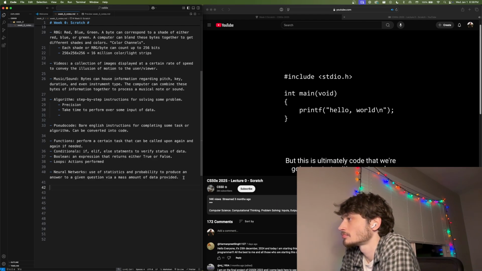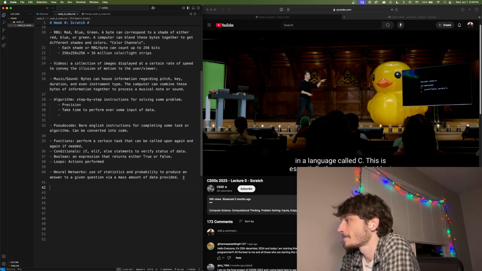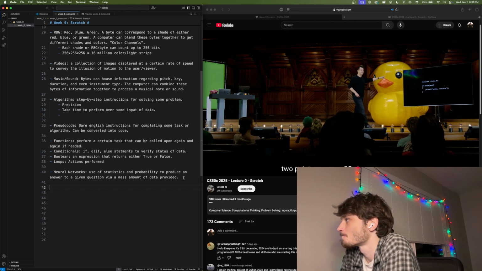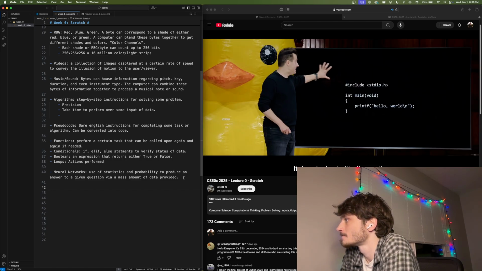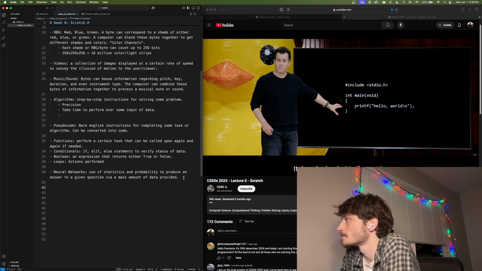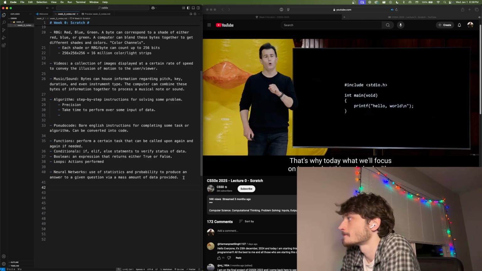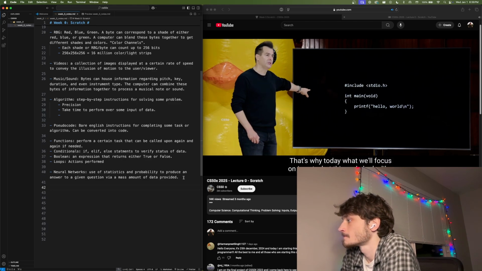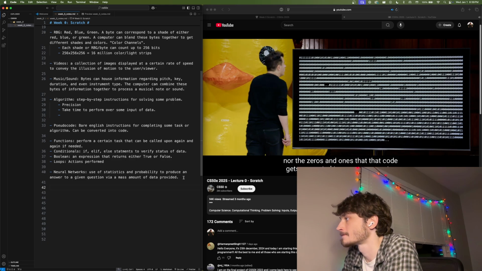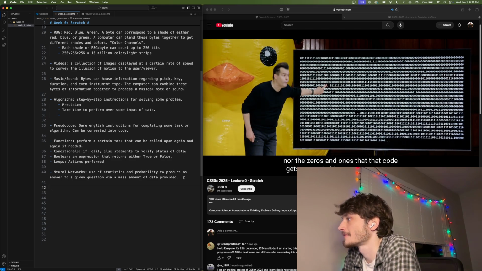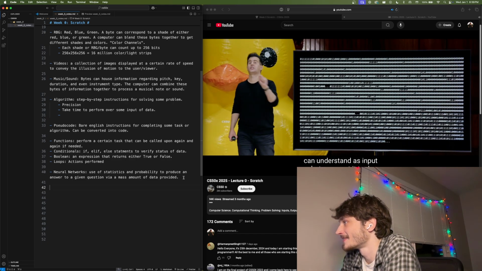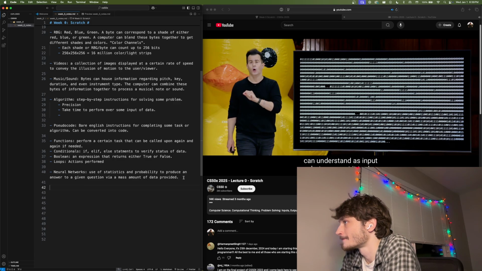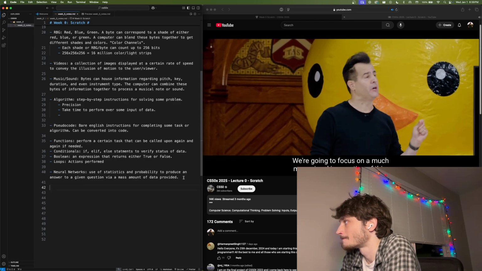But this is ultimately code that we're going to start writing next week. And unfortunately, this code here is written in a language called C. This is essentially the program that I lost 2 points on, like some 25 plus years ago. And it does look admittedly cryptic. And that's why today what we'll focus on is not what this code looks like, nor the zeros and ones that code gets converted to so your computer can understand as input what you want it to do. We're going to focus on a much more visual incarnation of this.